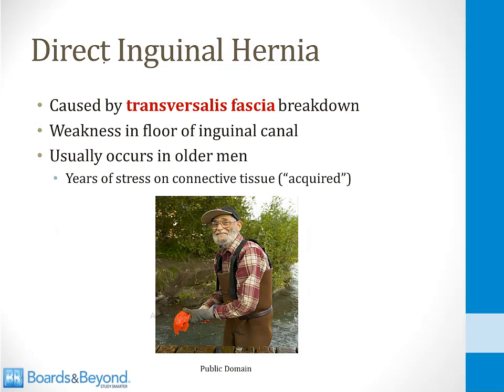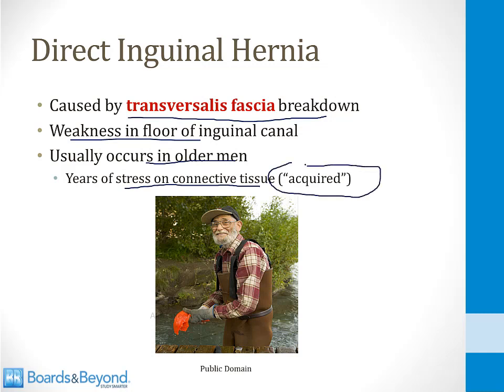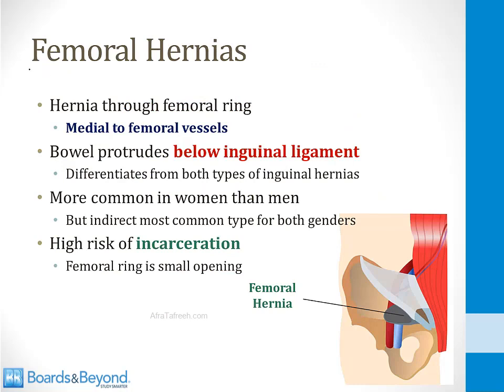So just to summarize, direct inguinal hernias are caused by transversalis fascia breakdown. This is a weakness in the floor of the inguinal canal, and this usually occurs in older men. It happens from years of stress on the connective tissue in the abdomen. It's sometimes called an acquired hernia to contrast it with the indirect, which are congenital. And this is a picture of an old man here to remind you of the type of patient that gets a direct inguinal hernia. The last type of hernia we'll talk about is a femoral hernia.